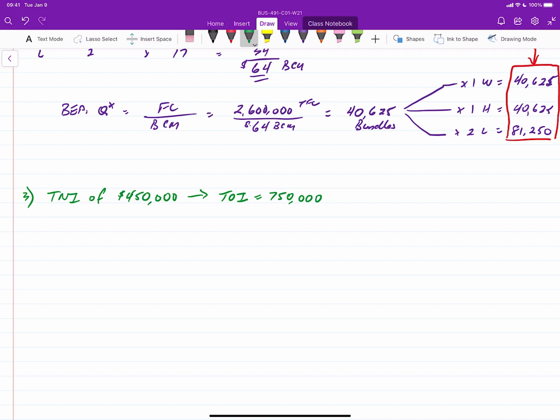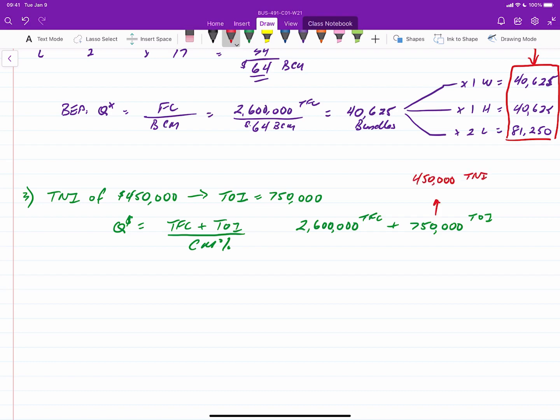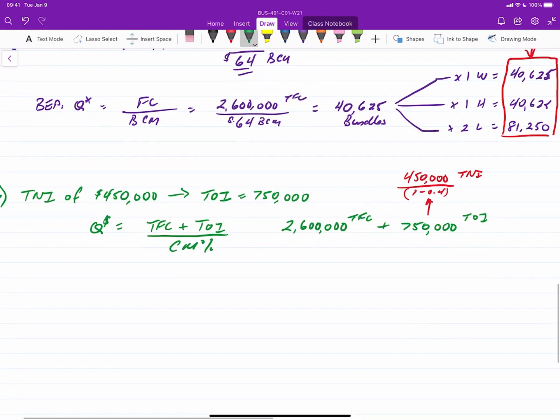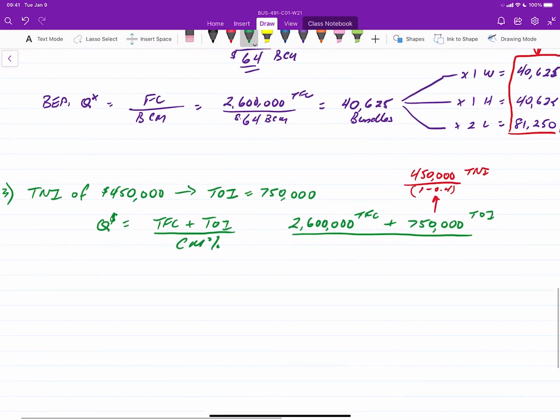So what we want here, in essence, is to determine our desired revenue, so we'll call this Q dollars, which is going to be total fixed costs plus our target operating income divided by the contribution margin percentage. So I know that $2,600,000 are my total fixed costs, and I'm going to add to that my $750,000 target operating income, again, which is based on a $450,000 target net income divided by 1 minus 0.4. And I'm going to have to divide that by a contribution margin ratio that I don't quite know just yet.